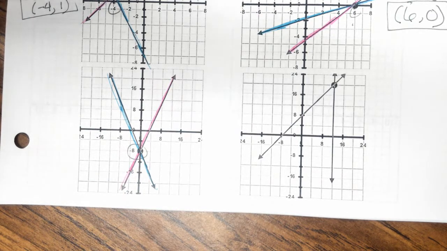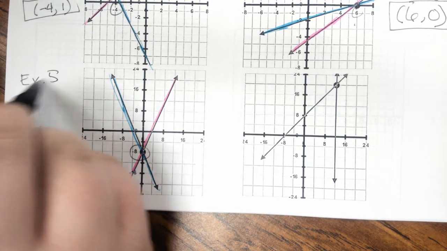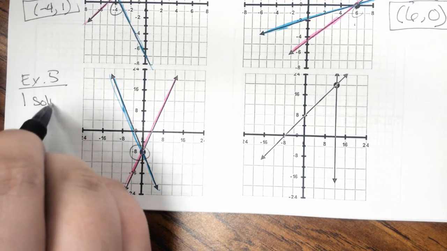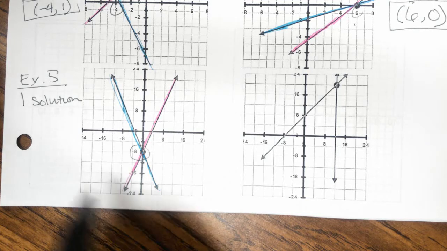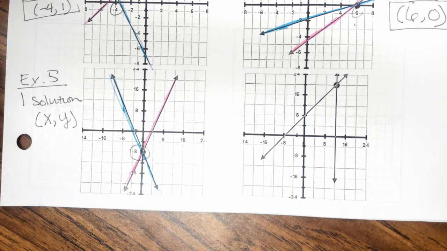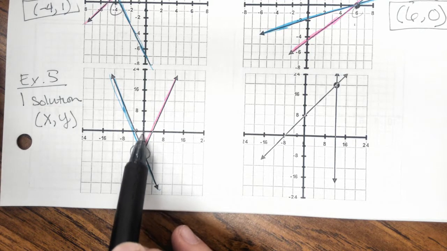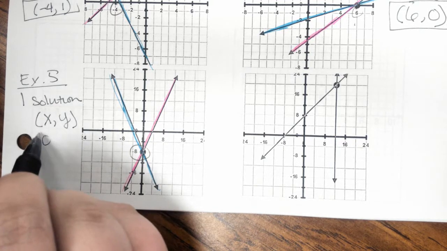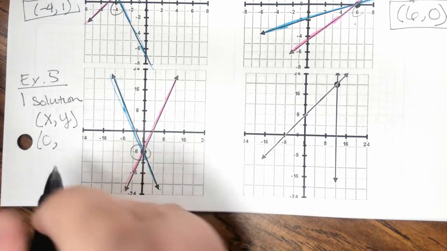right here, which means there is one solution. Which means I can write the ordered pair so we can tell the location of that solution. The x value of that ordered pair is right here, which is 0. The y value of that ordered pair is -8.